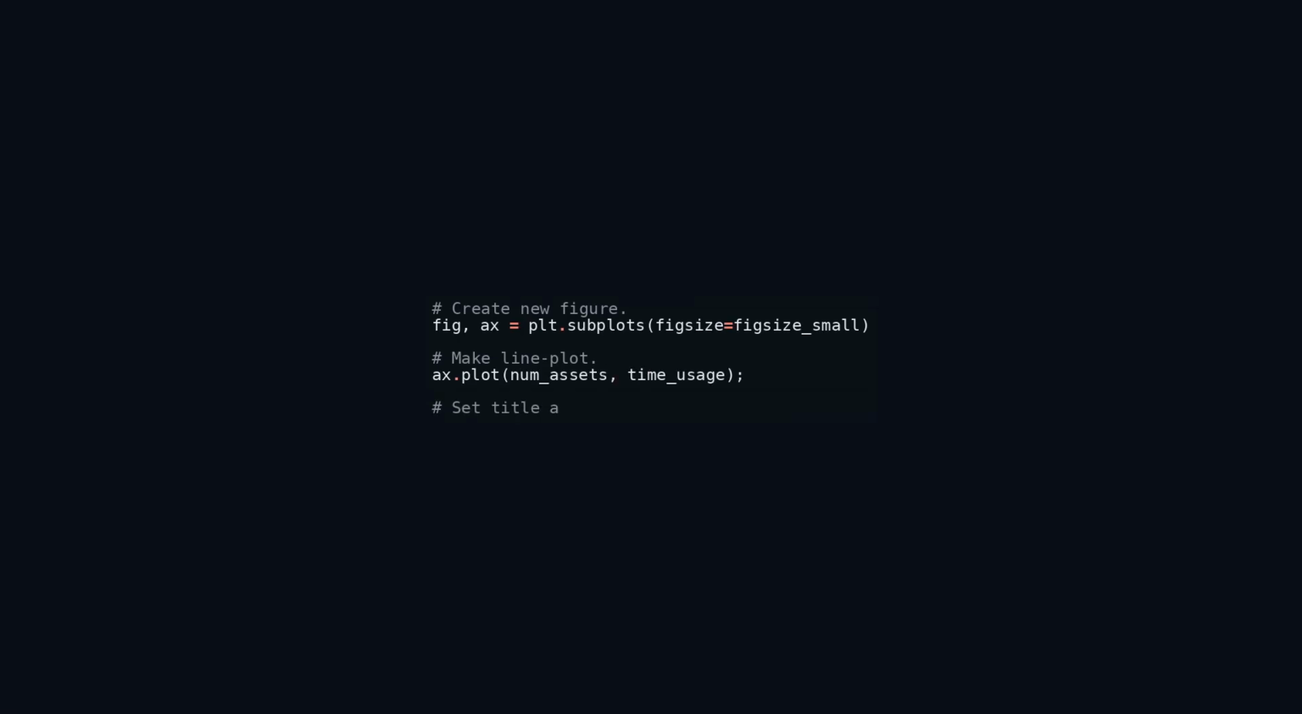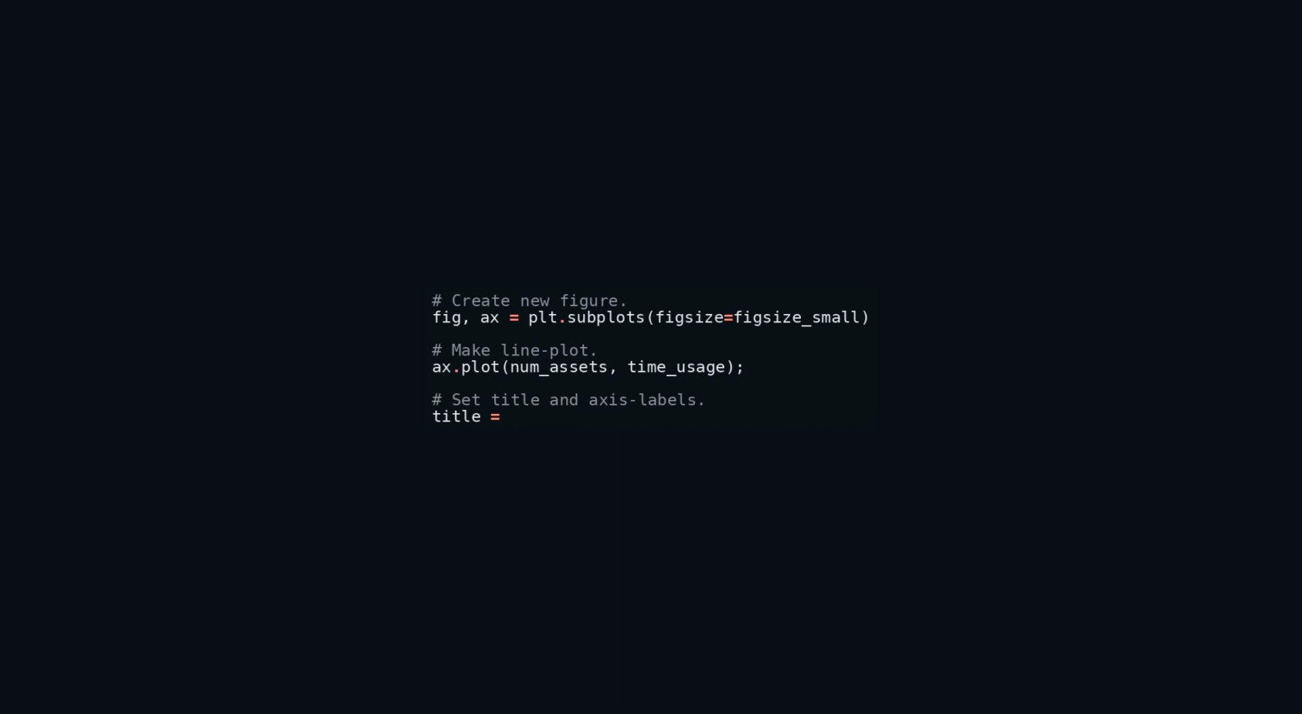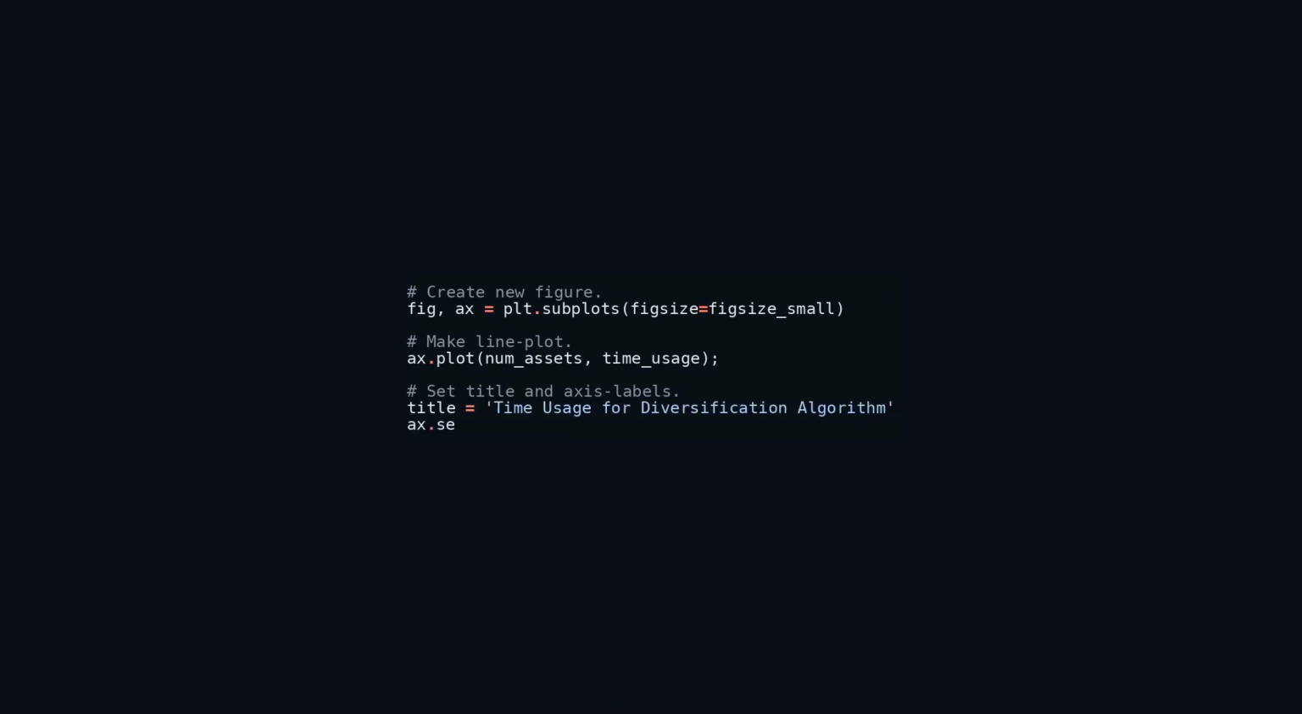This code snippet uses Matplotlib to generate a line plot. It creates a new figure with a specific size, plots the data, time usage as y-axis values against numAssets as x-axis values, sets a title and labels for the axis, adjusts the padding within the figure, and then saves the figure as a CSV file.